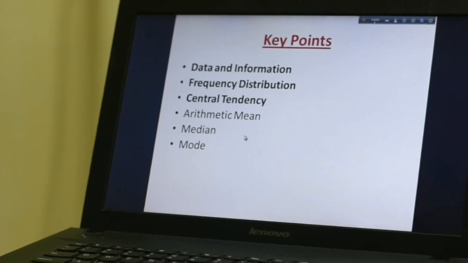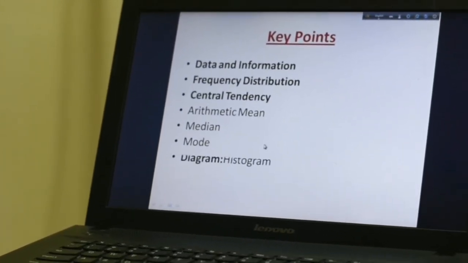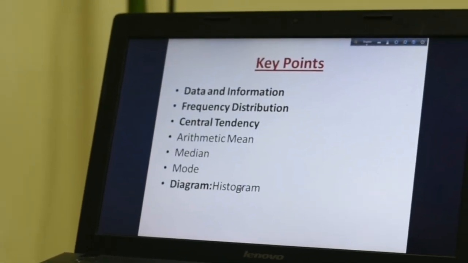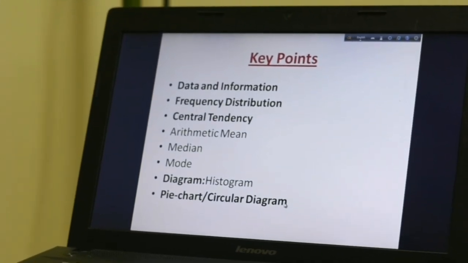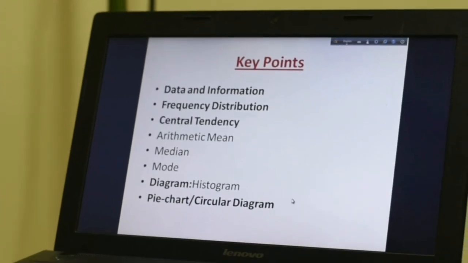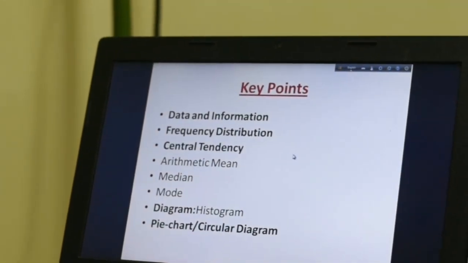Then we have to know the diagrams. There are 2 diagrams discussed. First, the histogram. It's a diagram. It must be drawn on a graph paper. And another one is the pie chart or circular diagram or angular diagram. It must be represented on a plain paper. These are the key points of the chapter.